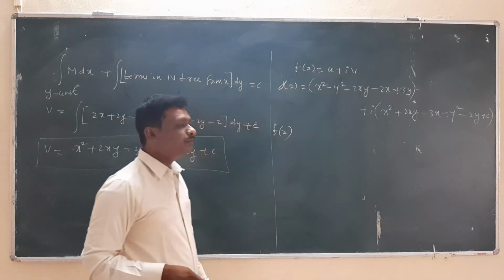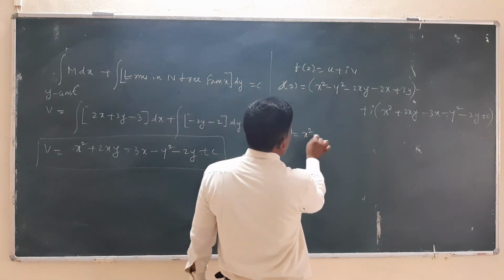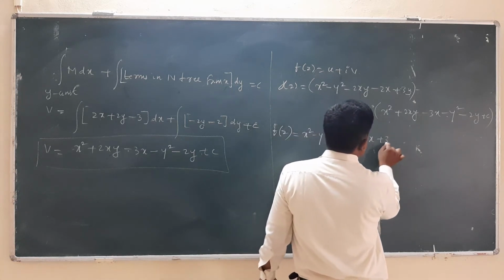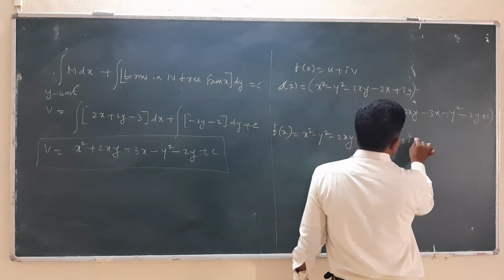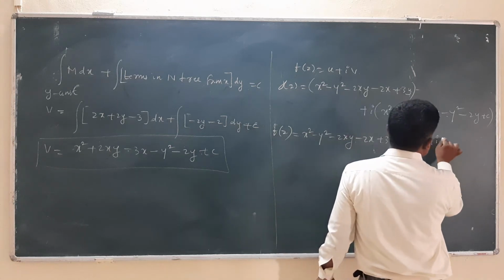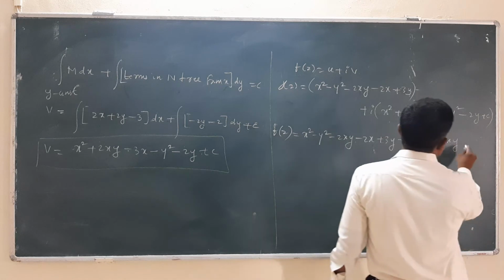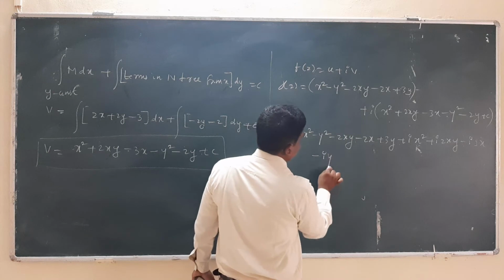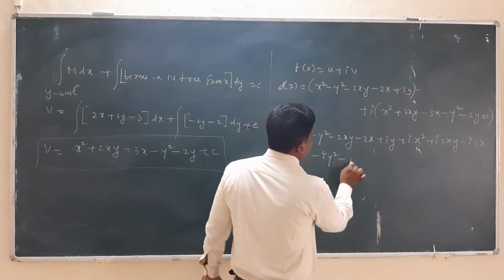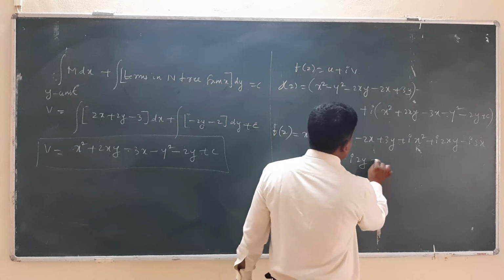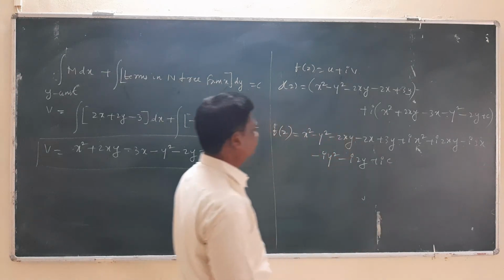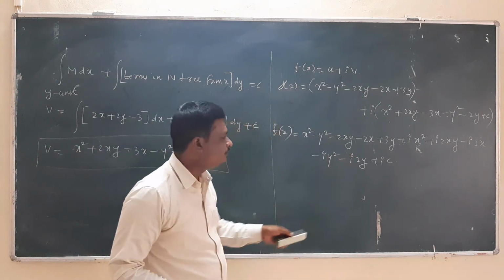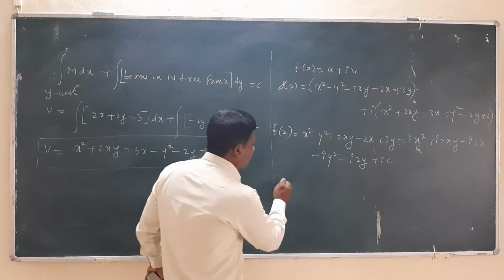f of z is equal to x square minus y square minus 2xy minus 2x plus 3y plus ix square plus i into 2xy minus i into 3x minus iy square minus i into 2y plus i into c. So this is the expression in terms of x. Now I have to write this in terms of z. For that I will use the result.